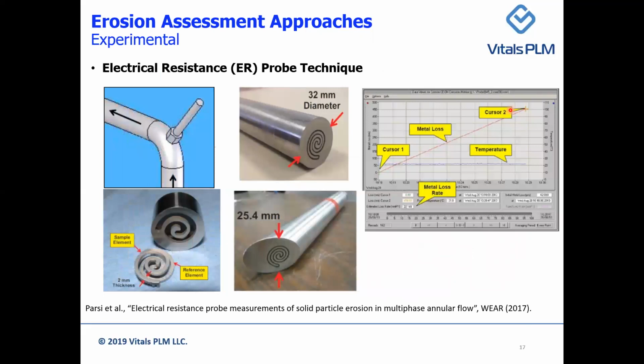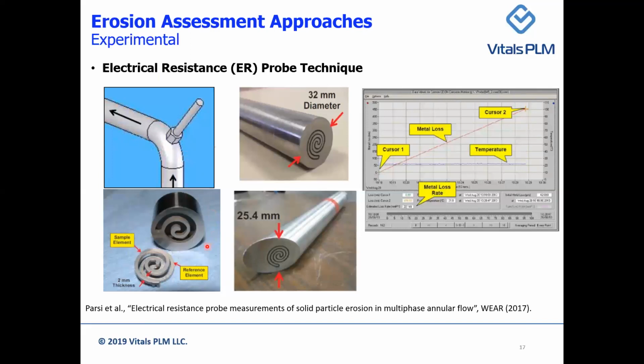There are mainly two measurement techniques in large-scale test facilities. Electrical resistance probes, or ER probes, can be used in this loop to measure the mass loss during the experiment. These probes are intrusive instruments which can be used for erosion measurements in specific locations.